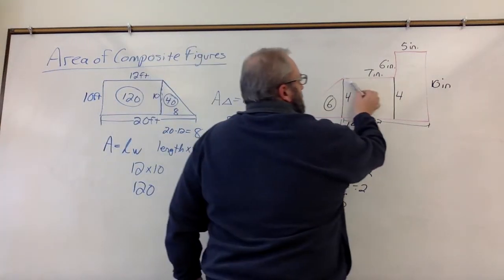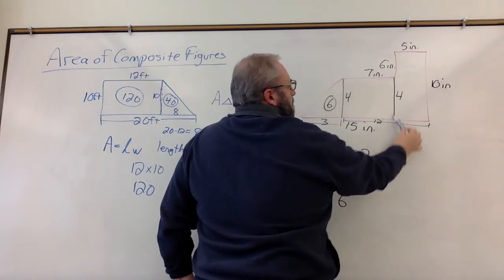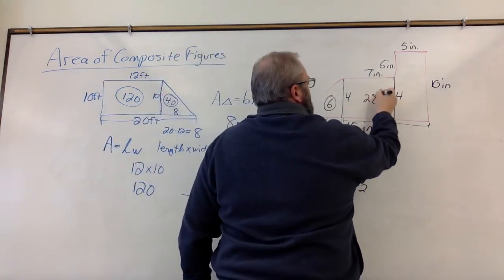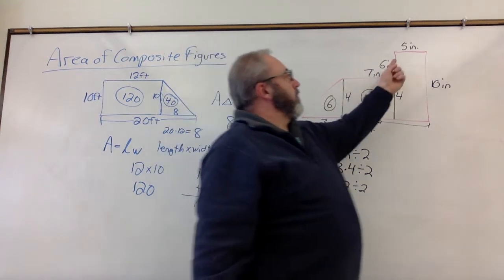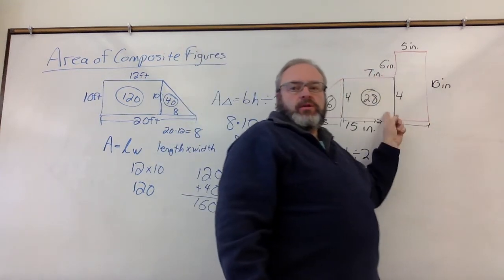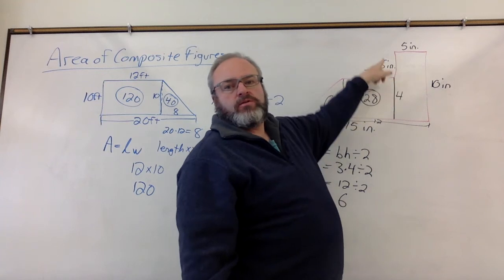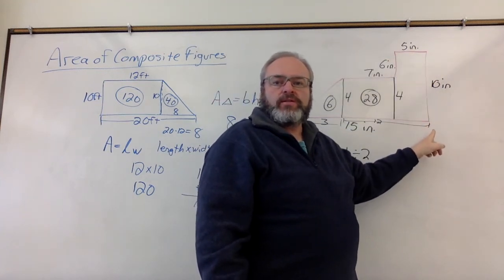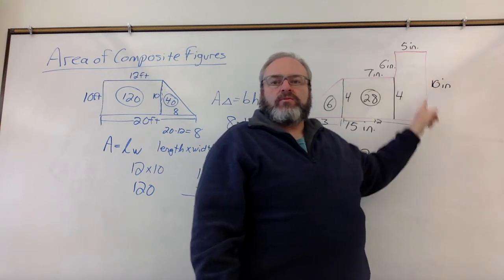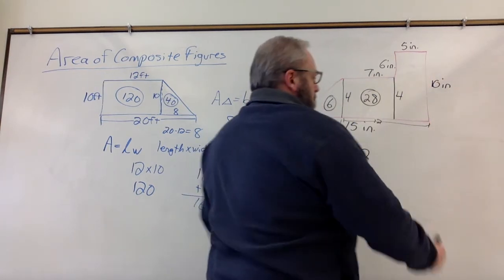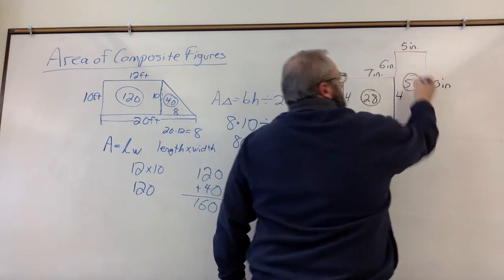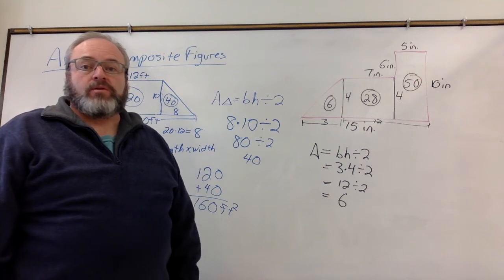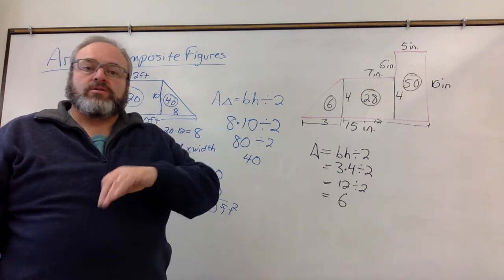We have a rectangle here, 7 by 4. What's 7 times 4? 28. And here we have 5 by 10. We're not going to use this 4 because that doesn't go all the way to the top. We're not going to use the 6 because that's only a small part. We need to find the full length of that side, which is 10. Top is 5. 10 times 5 is 50.